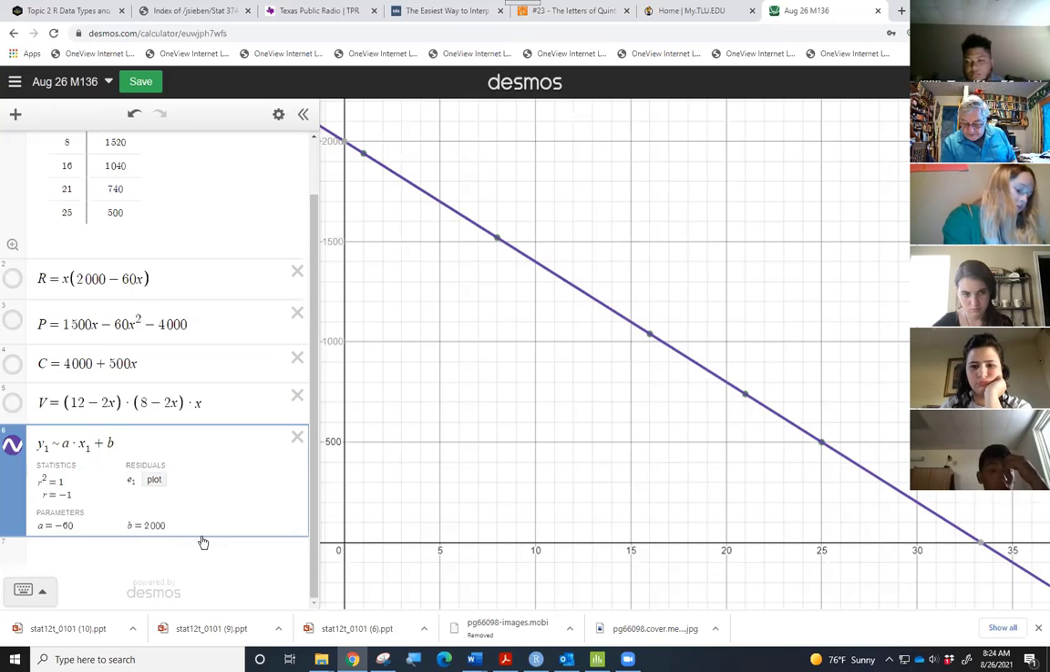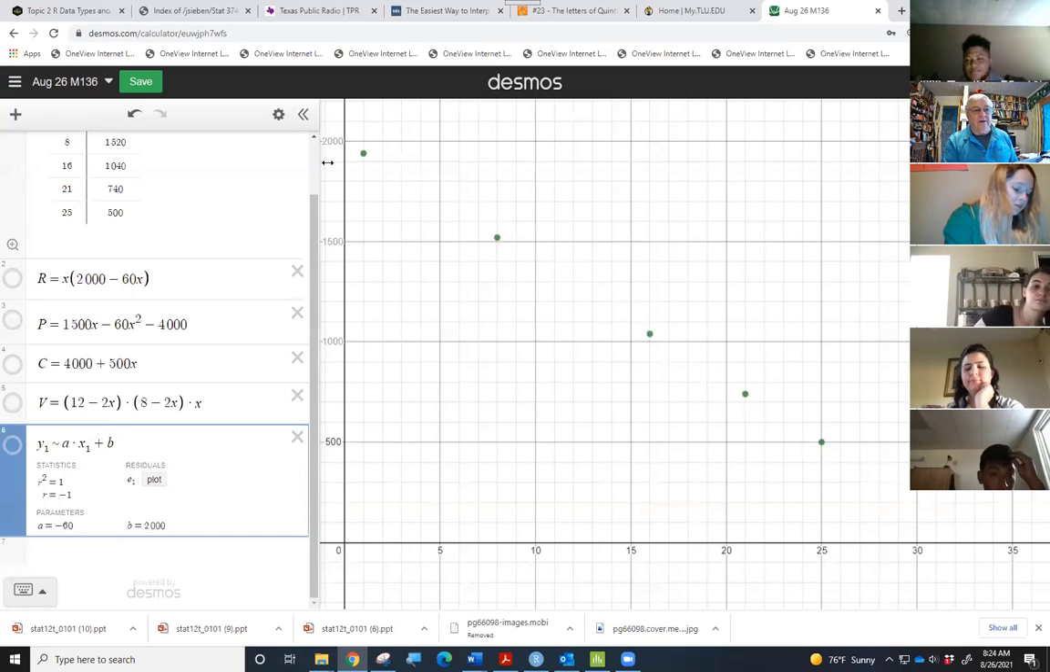Part A says, plot the data points in table 9. Well, look, here they are. They're already plotted. I'm going to turn this off so you can see again the data points.